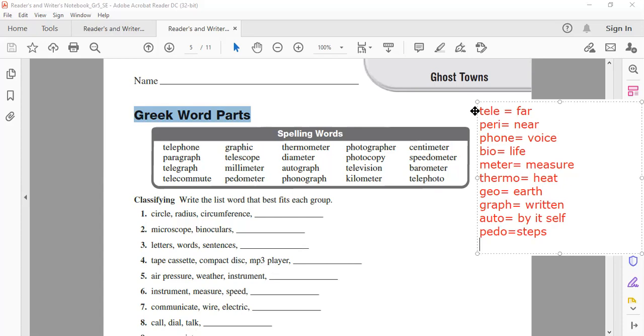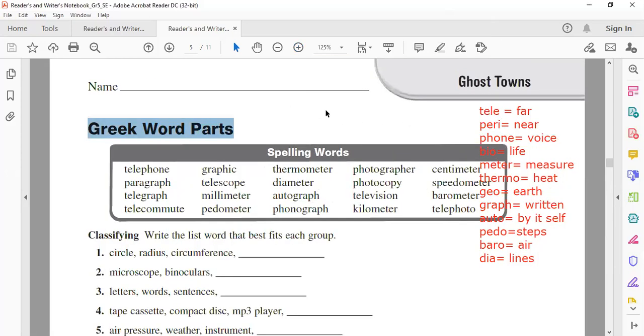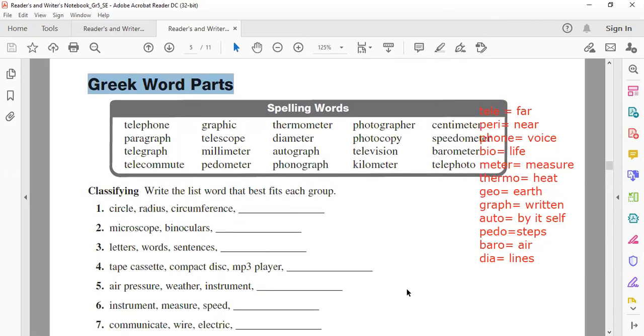What else? Let me give you just a minute. Baro. Baro, it means air. Dia. D-I-A. Dia, it means lines in the Greek language. These are the words that you have and the meaning of each one of them. You can use it and you can write it in your own picture. Okay, these are the words.